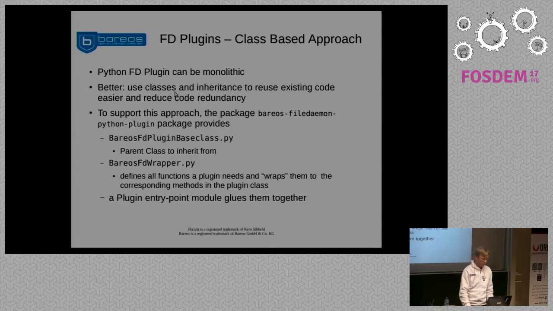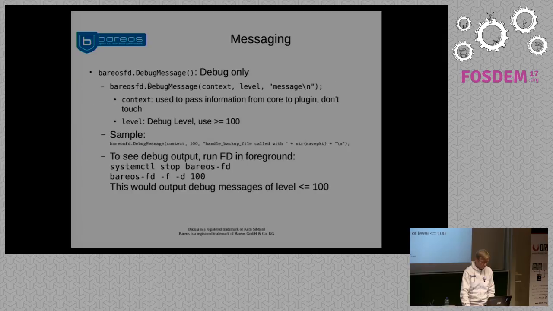While the Python code can be monolithic, it makes more sense to use inheritance to reuse existing code. The Bareos file daemon Python plugin package provides a base class that defines all the functions that are possible and which is useful to inherit from. And we have the Bareos FD wrapper, which is wrapper code defining all the functions that are called from the plugin. Here we have an example of how to run the Bareos FD in the foreground so that we see the debug messages at level 100 or lower.